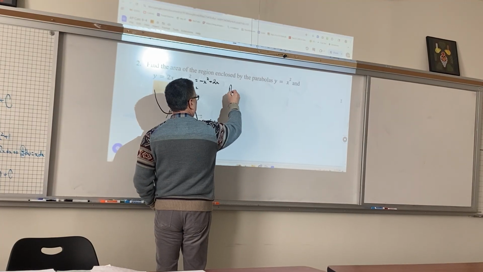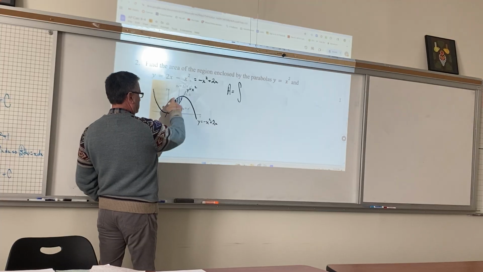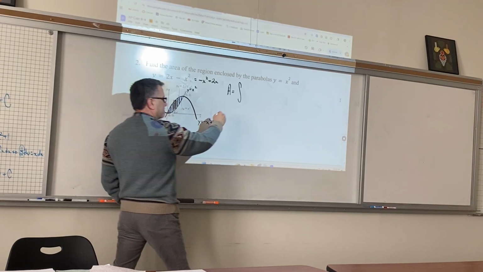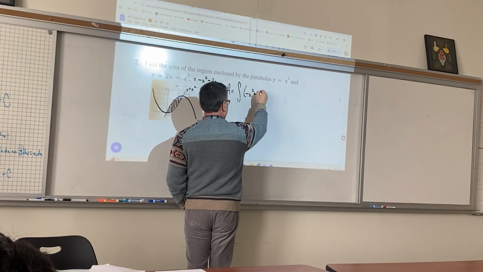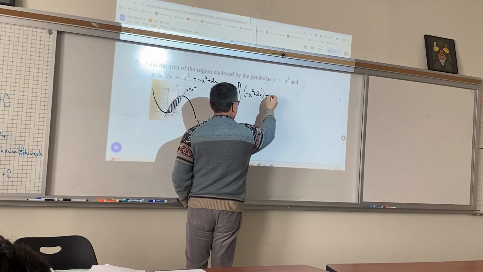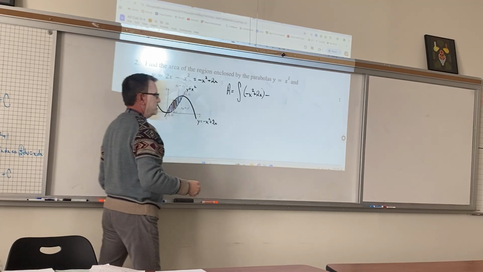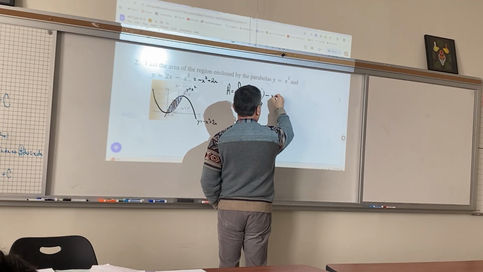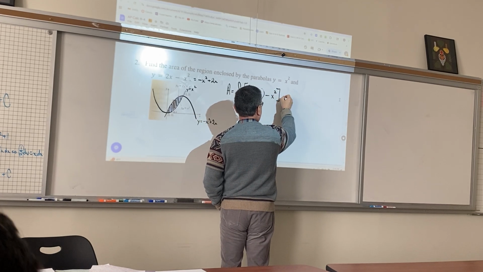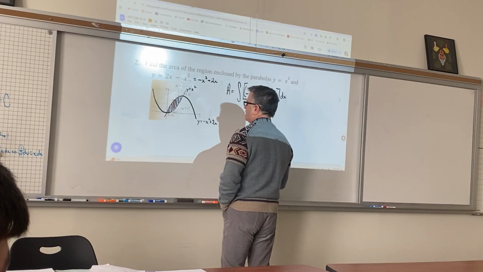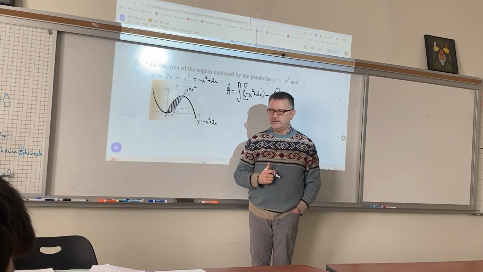So area will be the integral. The one on top seems to be that one. So that's going to be minus x squared plus 2x, minus the one on the bottom, which seems to be this one, x squared, in terms of x. Now I need to figure out from where to where this is happening.